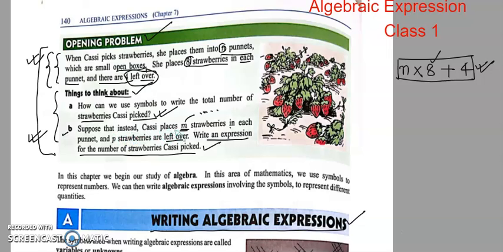Suppose that instead Cassie places m strawberries in each punnet. M strawberries in each punnet. There are n punnets, m strawberries, and p strawberries are left over. So these p are left over, so we will add. The expression for this part B will be n times m plus p. I hope both the questions and explanations are clear to you. So that is why I asked you to skip it for now. You will be able to solve it later.